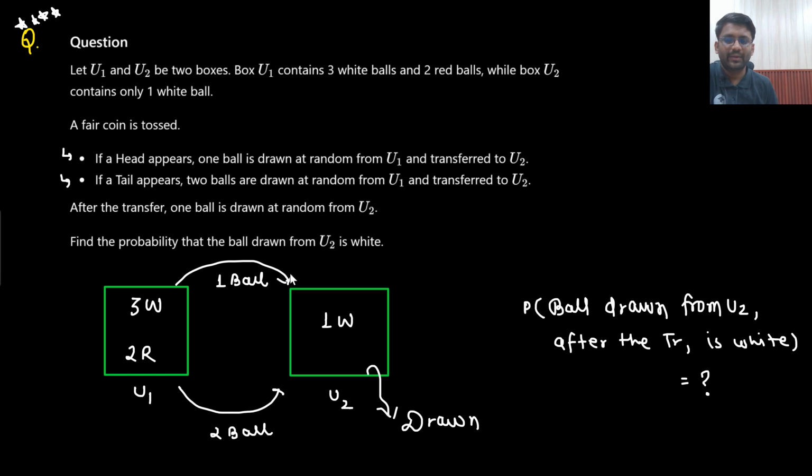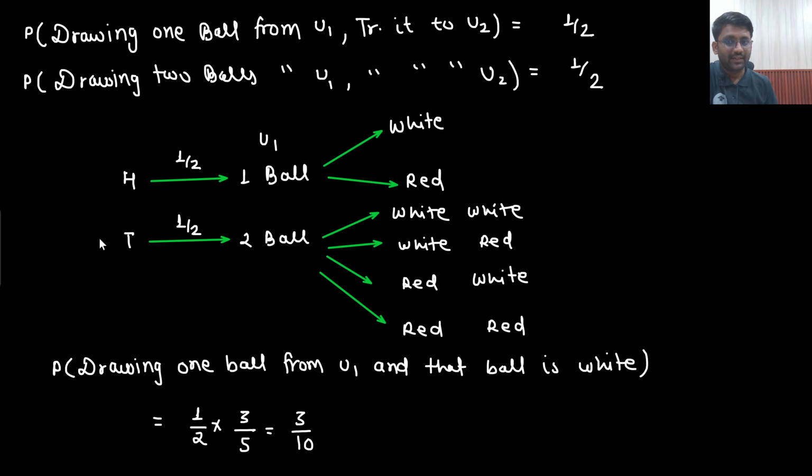Sir, corresponding probability I can find out. 1 ball I can draw, 2 balls I can draw. So first of all, you need to think 3 processes going on here. Head, tail. So when you will draw 1 ball, when you will draw 2 balls. When you are drawing 1 ball, it could be white, red.